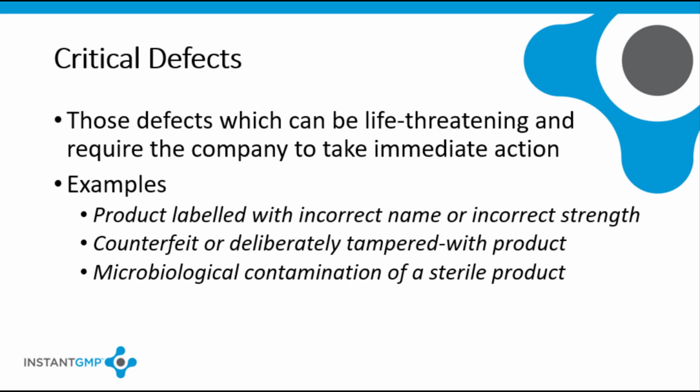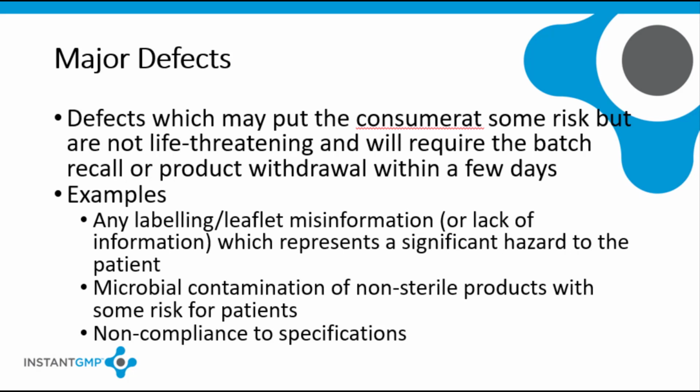Critical defects are the ones that can be life-threatening and require immediate action as the defect becomes apparent. In this case, wholesalers must be alerted and actions taken to start recalling the product throughout the distribution chain. Examples of critical defects are product labeled with incorrect name, counterfeit or deliberately tampered with product, microbiological contamination of a sterile product.